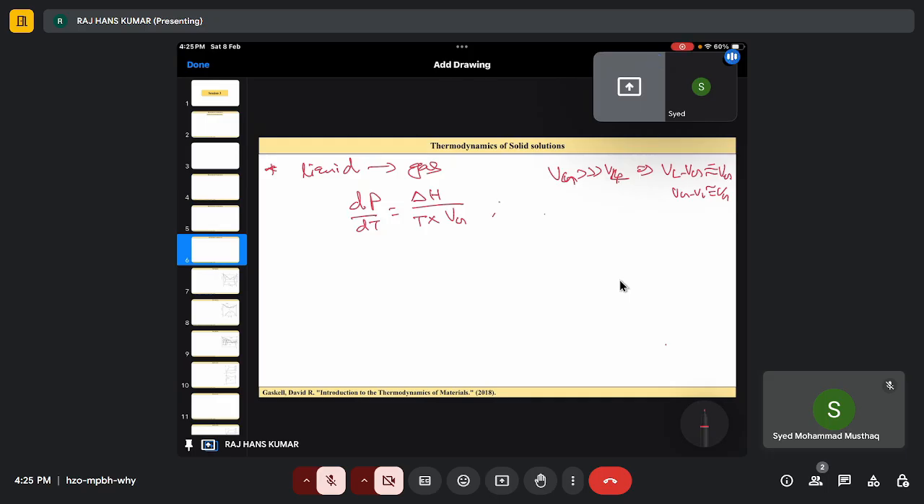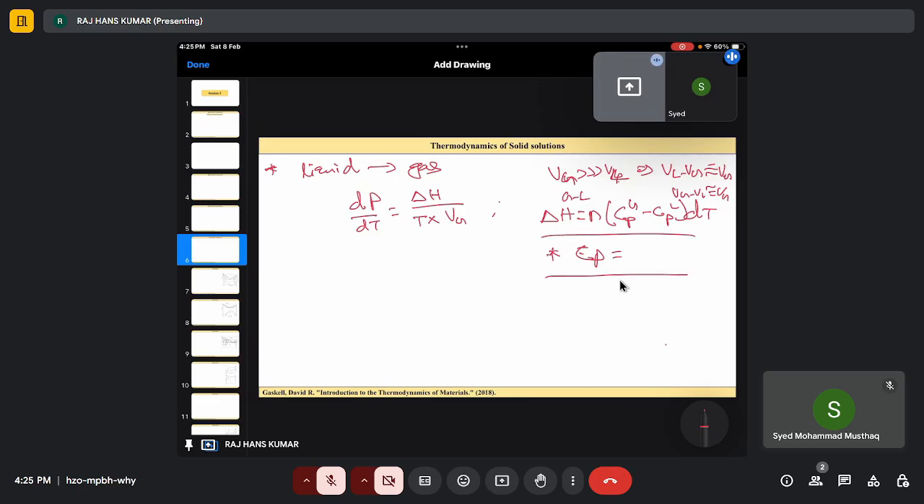Now, we know delta H is enthalpy. If we are talking about molar enthalpy, then n, it is a change, delta H, gaseous minus liquid, right? So it should be Cp of gaseous minus Cp of liquid dT, right? Now, let's suppose Cp is only a function of T.